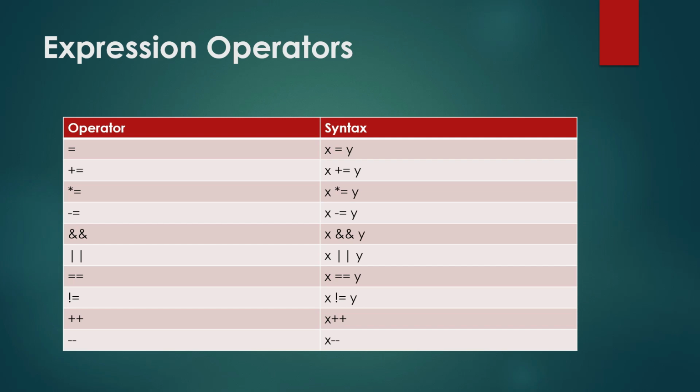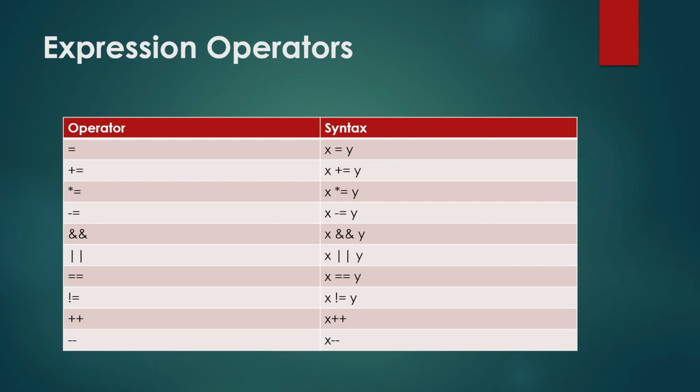The syntax is x = y. This operator assigns the value of y to x. However, the data types of x and y should be the same and cannot be null. So if x is 4 and y is 3, the new value of x is gonna be 3. Next, plus equal to (+=). This operator adds the value of y to the original value of x. So if x is 4 and y is 2, the new value of x is gonna be 6.